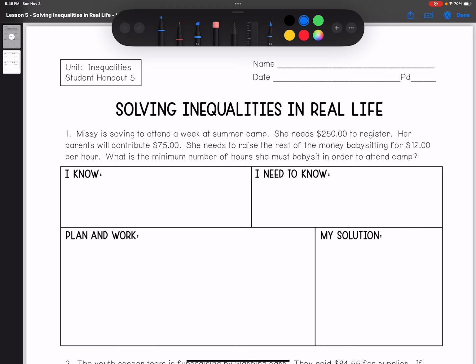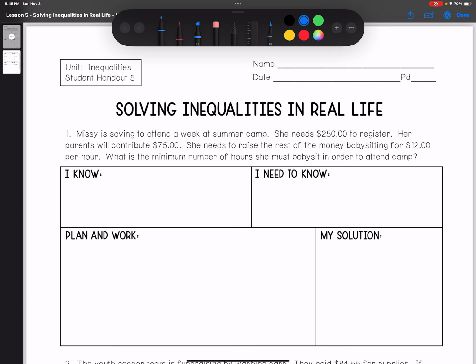Number 1. Says Missy is saving to attend a week at summer camp. She needs $250 to register. Her parents will give her $75. She needs to raise the rest of the money babysitting for $12 per hour. What is the minimum number of hours she must babysit?